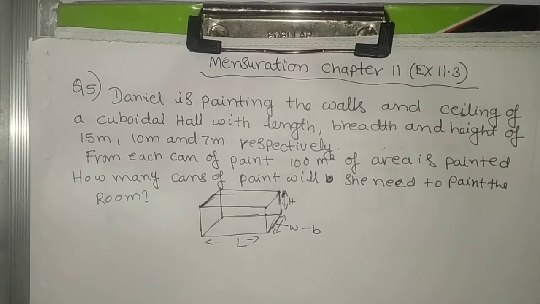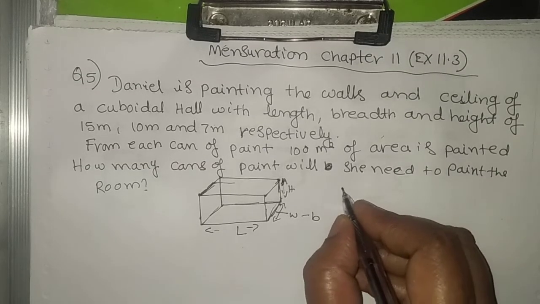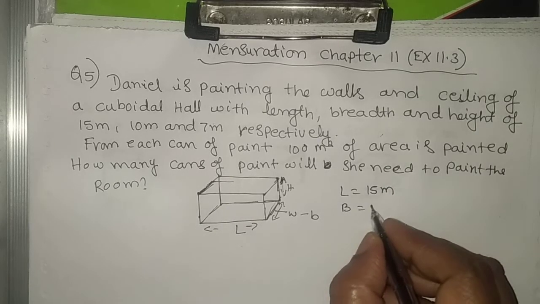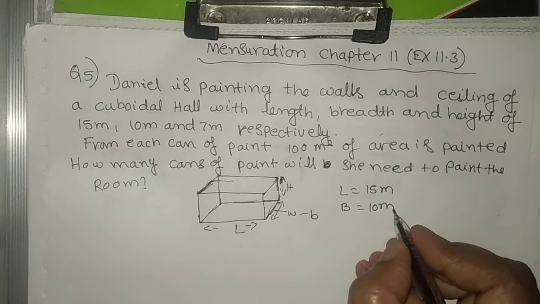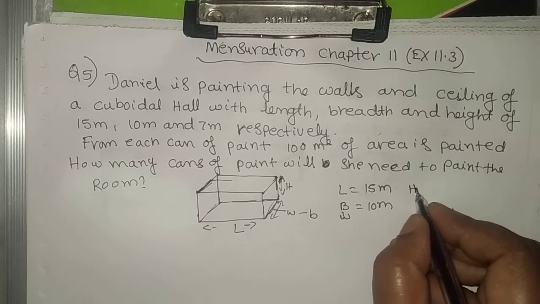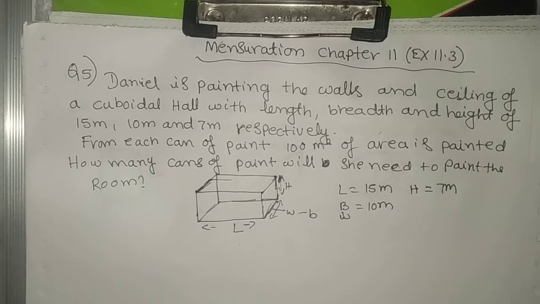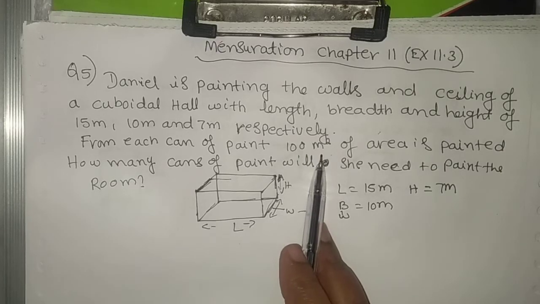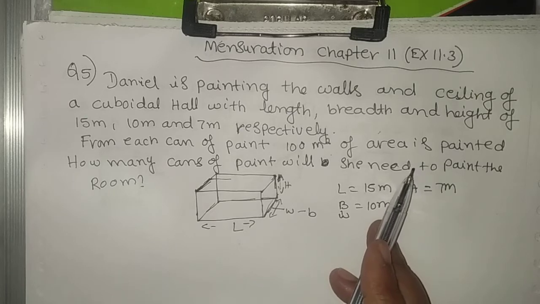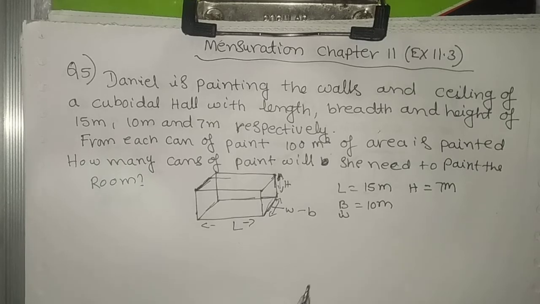Next, what is the data given in the problem? Length is equal to 15 meters, breadth, or we can also write it as width, is equal to 10 meters, and height is 7 meters. From each can, 100 m square of area is painted. Now we have to find out how many cans she is using.